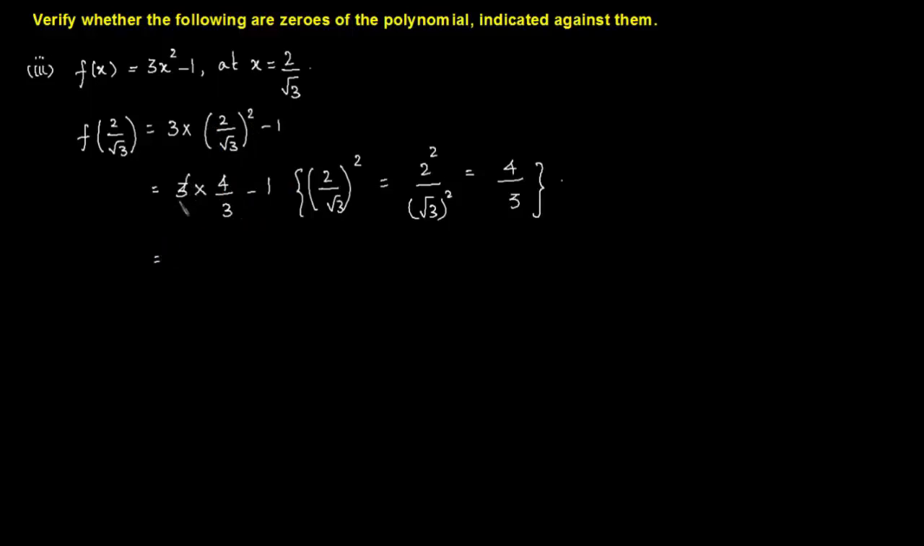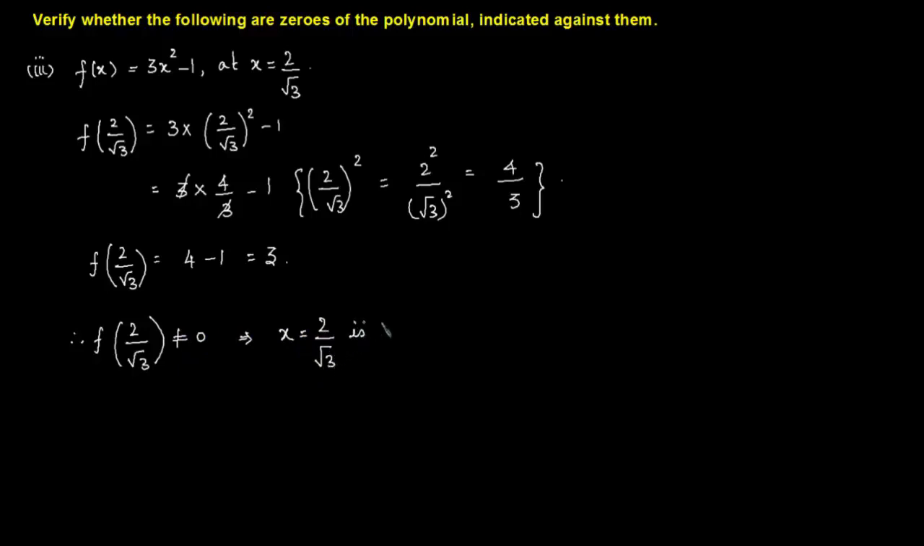Now what happens? The 3 and the 3 will get cancelled and you'll be left with 4 minus 1. So therefore f of 2 by root 3 is 4 minus 1, or that is equal to 3. Therefore f of 2 by root 3 is not equal to 0, which implies x is equal to 2 by root 3 is not a 0 of f of x.